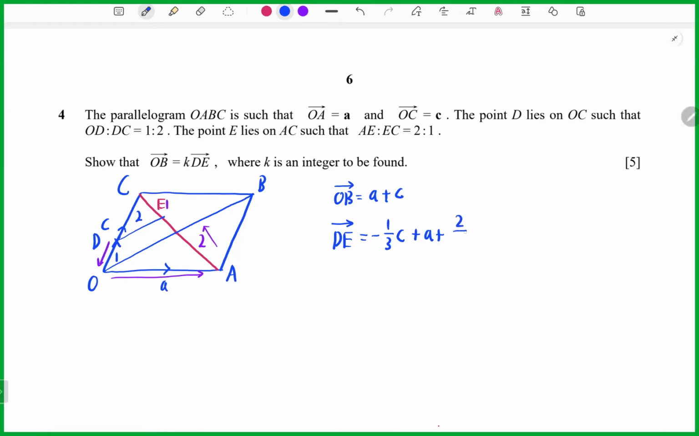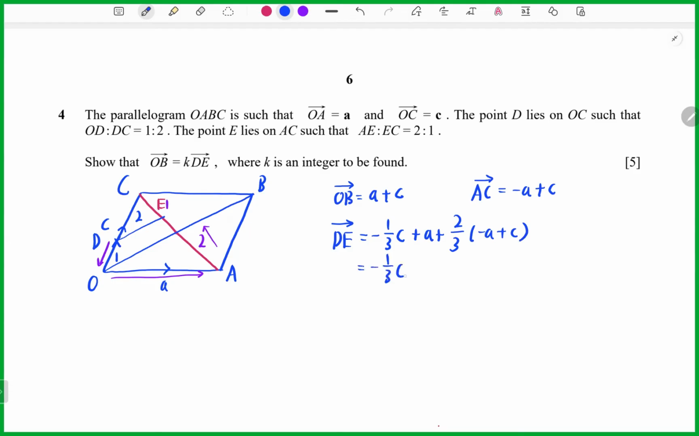Okay, before we find out, we find the AC first. AC equals to negative A plus C. Okay, so we can take 2 over 3 because here is given 2's. So we can write here negative A plus C.